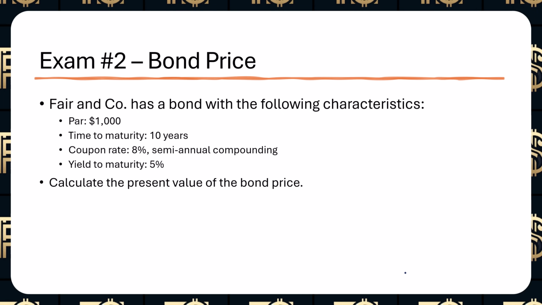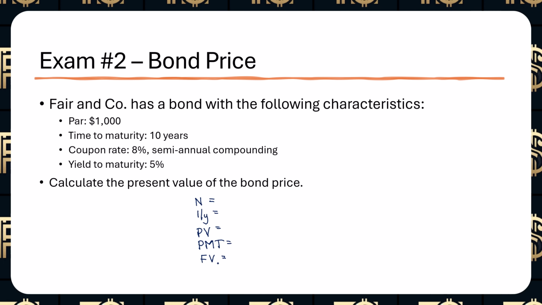All right, we are now moving into our bond calculations. Fair & Co. has a bond with the following characteristics: par value of $1,000, time to maturity of 10 years, a coupon rate of 8% paid semi-annually. The yield to maturity is 5%. Calculate the present value or the price of the bond.